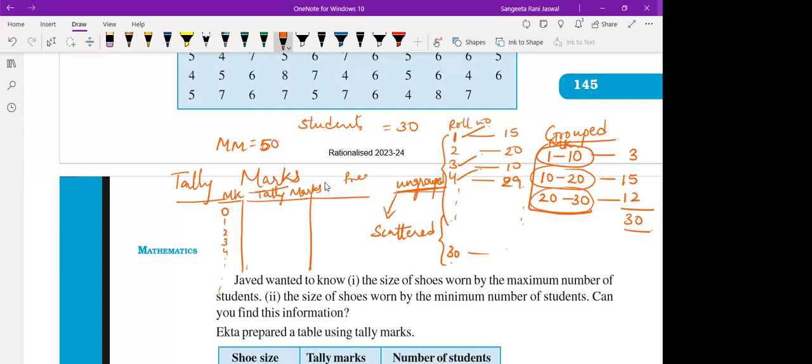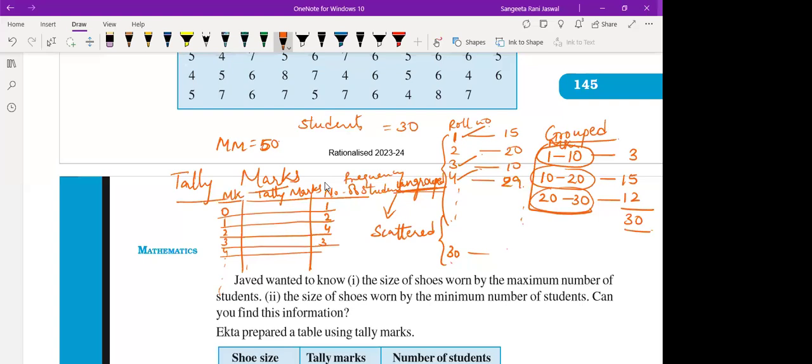Now, frequency is what? Frequency means you can write here number of students, that is, how many times the same number is occurring. So if you are talking about marks, 0 marks is obtained by how many children? You can write 1. 1 mark is obtained by how many children? 2 children. 2 marks is obtained by how many children? You can write 4 children. Are you understanding this? Now 3 marks is obtained by 3 children. Like this, and so on it continues.